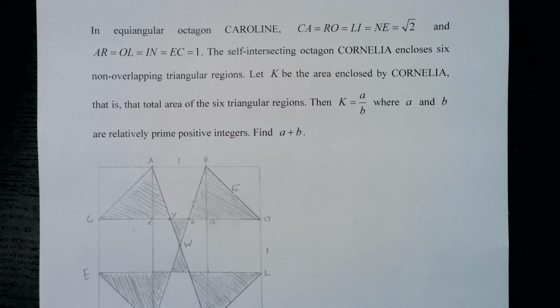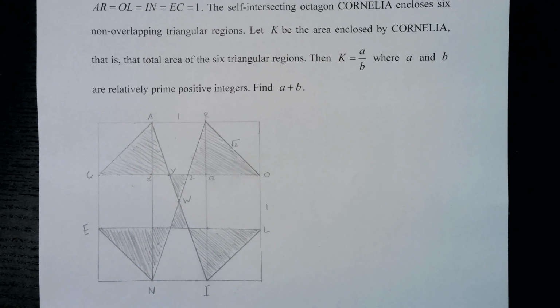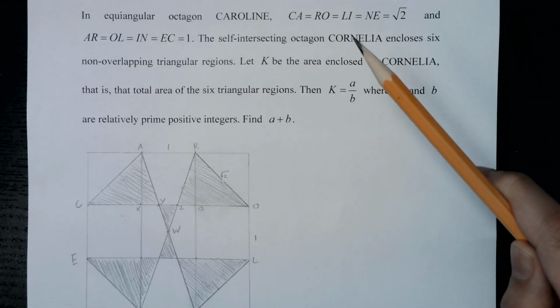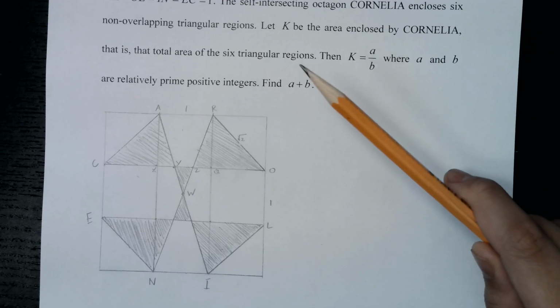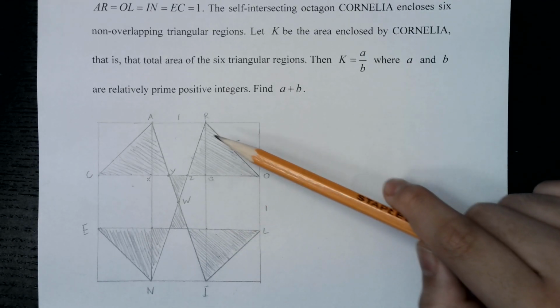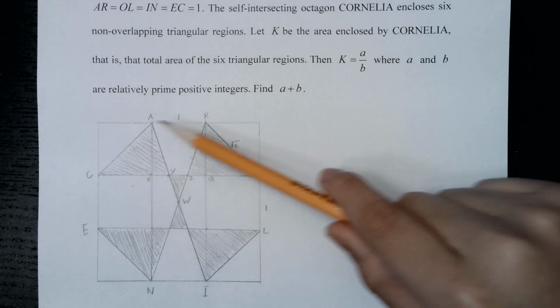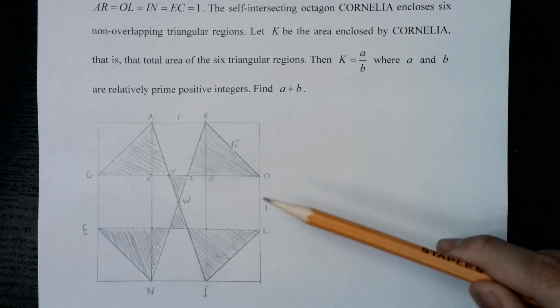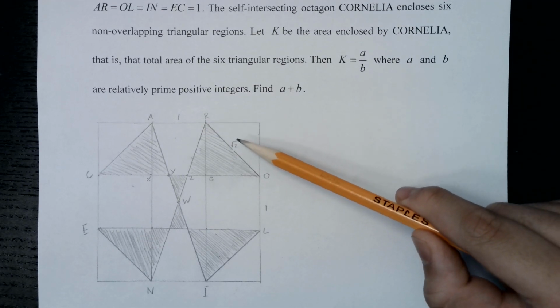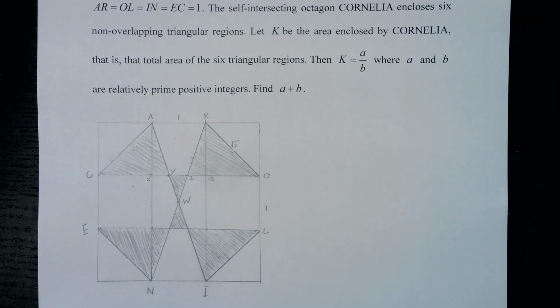Now, our first step for this problem is to graph what CAROLINE and CORNELIA look like. In order to save some time, I've already done this for you, and I'll go over how I did this. Because we know that AR, OL, IN, EC equal 1, and the other sides equal square root 2, I can just write a 3 by 3 square with an octagon in the middle. So as you can see here, we have CAROLINE, an octagon shape, with OL being 1, AR equal to 1, and RO equaling square root 2, and the same for all the sides.